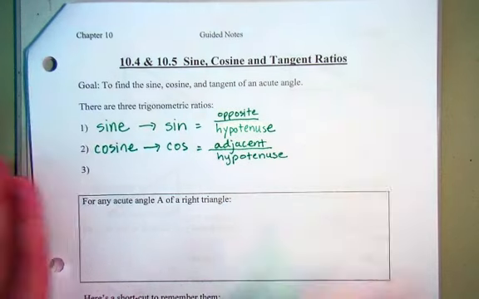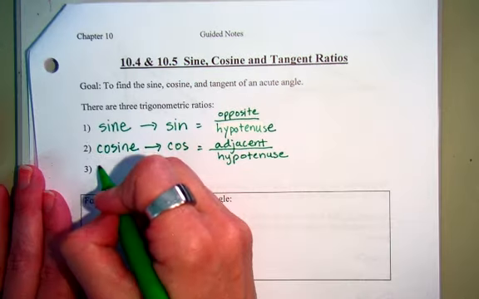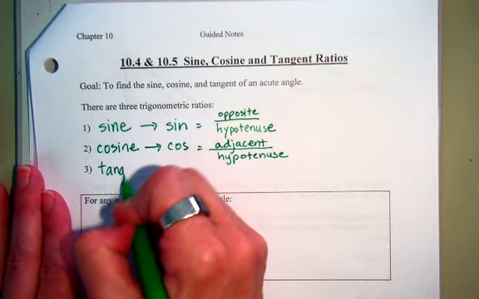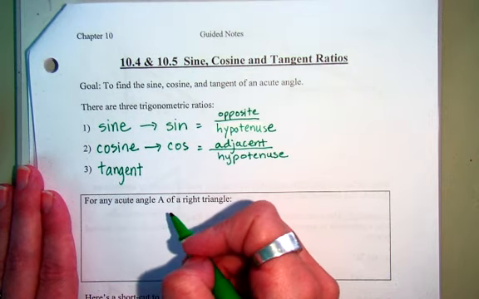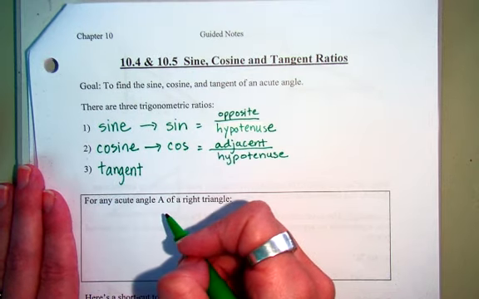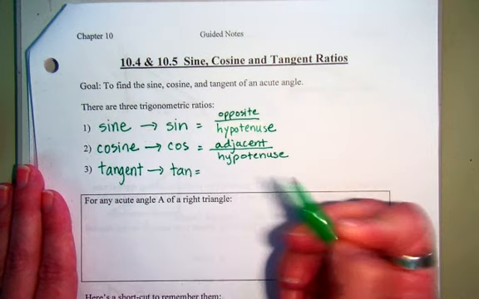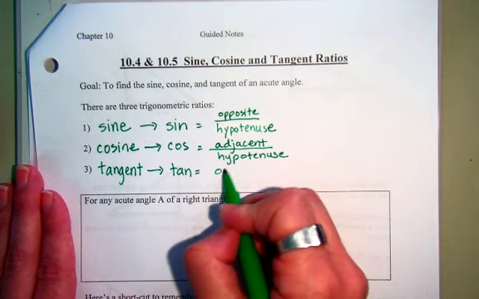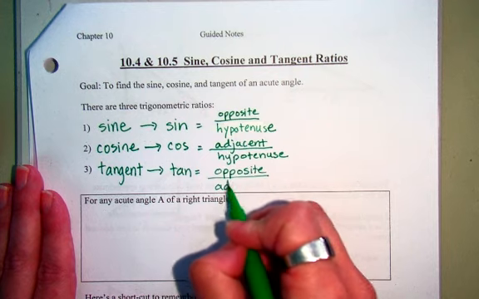Now, so far you're like, I don't know what opposite is, I don't know what adjacent is, I know what a hypotenuse is. But opposite and adjacent, we're not so sure about those yet. I'm going to describe them in a second, okay? The last one is the tangent ratio. T-A-N-G-E-N-T, tangent. But again, we abbreviate it with just the first three letters. And that represents the opposite side over the adjacent.